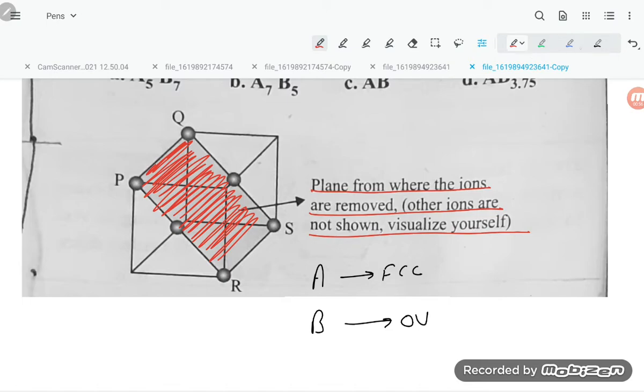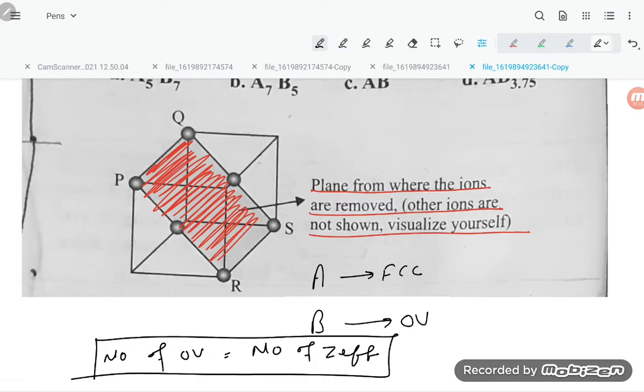Up there, students, you see that the number of octahedral voids is equal to the number of Z effective, or you can say Z effective simply. So keep that in mind. If you are calculating the number of A particles, B itself you can get, because they are equal. So A, how can you get it?